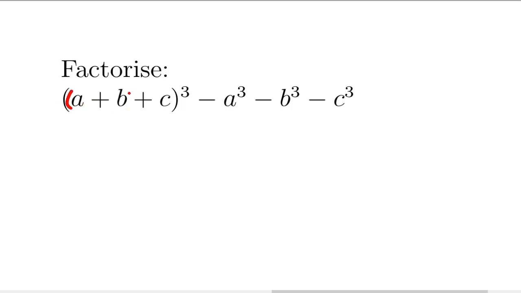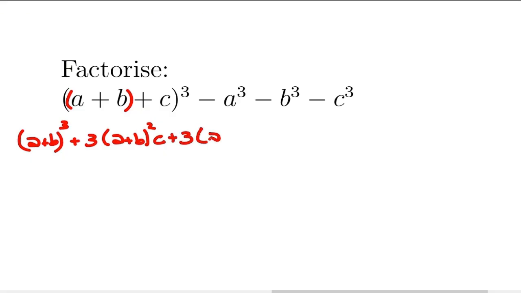Let's take two of these three terms inside the parentheses. So, for example, let's consider a + b as m here and think as if we're expanding the cube of (m + c). What will we get from here? We begin with the cube of the first term, plus 3 times the square of the first term multiplied by the second term. Following this, we add 3 times the first term multiplied by the square of the second term, plus the cube of the second, minus a cubed, minus b cubed, and minus c cubed.